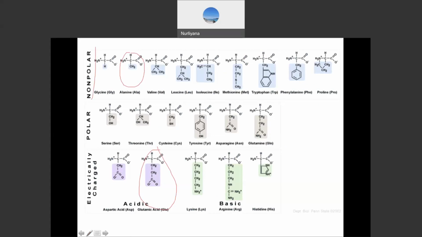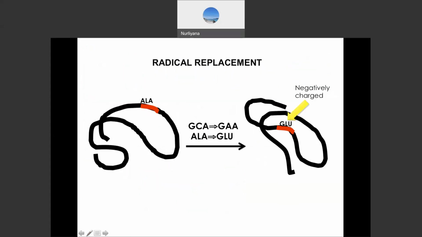So you have to look back at the characteristic of each of the amino acids. Now glutamic acid is a charged type of amino acid, and this is a non-polar type. So if we look at a broader side, alanine that is non-polar becomes negatively charged. And if you look at the way it folds, it also gives a different morphology or different kind of folding.